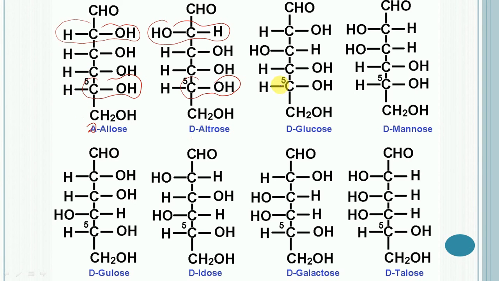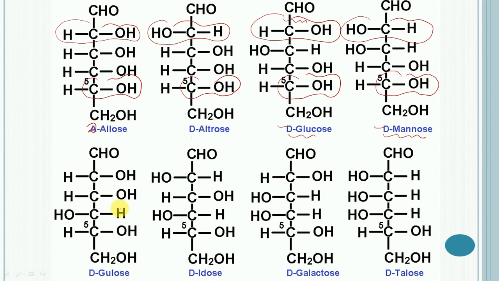Then similarly D-arabinose, in this case the new chiral center is introduced. So in the first case the hydroxy group is on the right hand side, in the second case the hydroxy group is on the left hand side, so the first is D-glucose and the second one is D-mannose. These two compounds have the hydroxy group on the right hand side on the penultimate carbon, so these are assigned as D configuration.